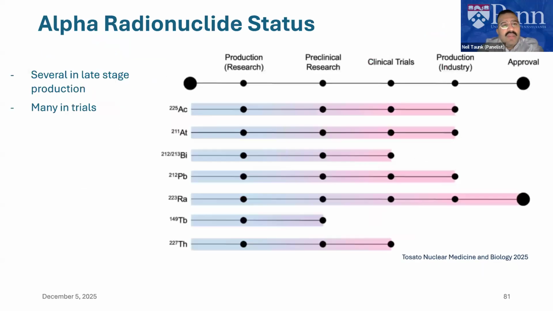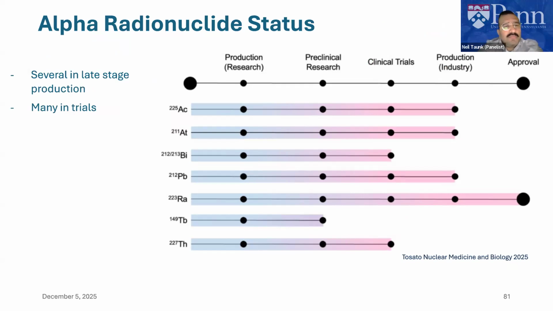Next slide. In terms of radionuclide status for alphas, radium-223 is FDA approved, actinium-225 and lead-212 are in production in industry, but not FDA approved. There's going to be several of these agents probably approved in the next few years. It's going to still take some time. And then other molecules like terbium and thorium are coming up.